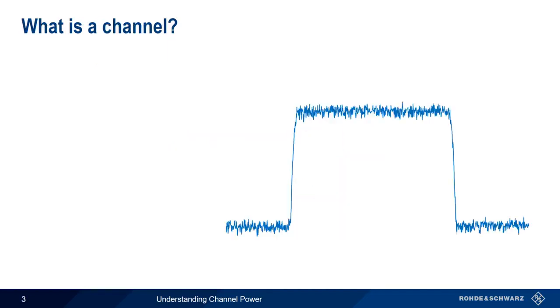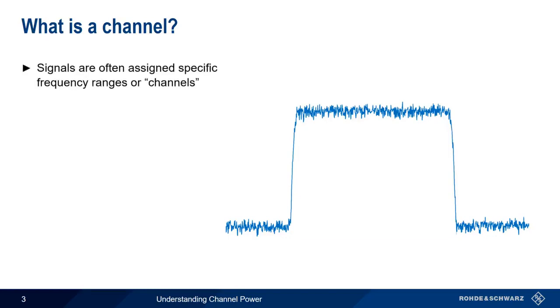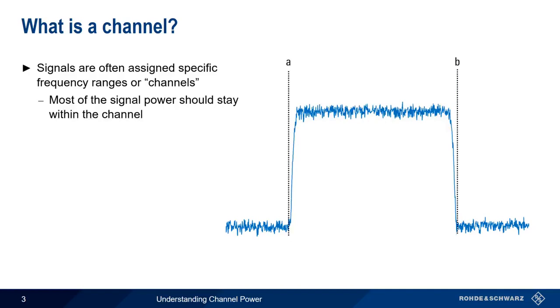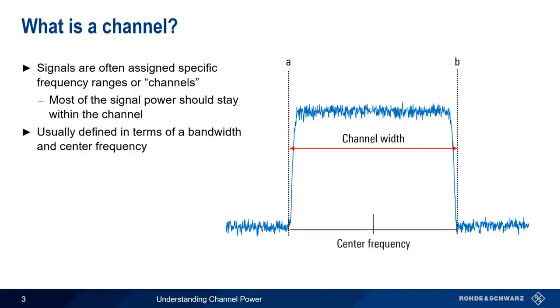In order to understand channel power, we first need to define what we mean by a channel. When signals are transmitted by wireless communications and broadcast systems, they're often assigned specific frequency ranges or channels. Normally, most of the signal power should stay within this channel. A channel can be defined by a start and stop frequency, but more commonly, we define a channel in terms of its width and center frequency.